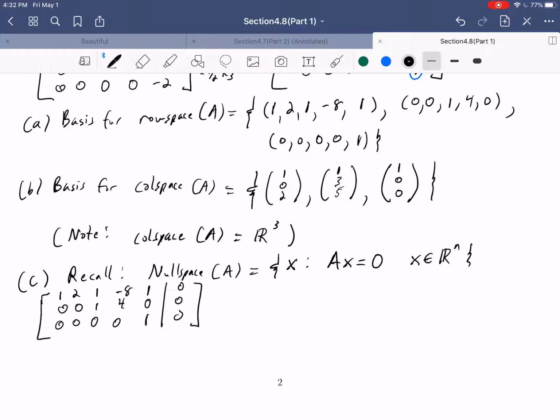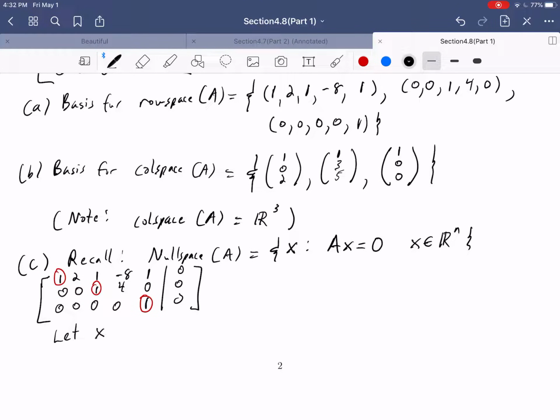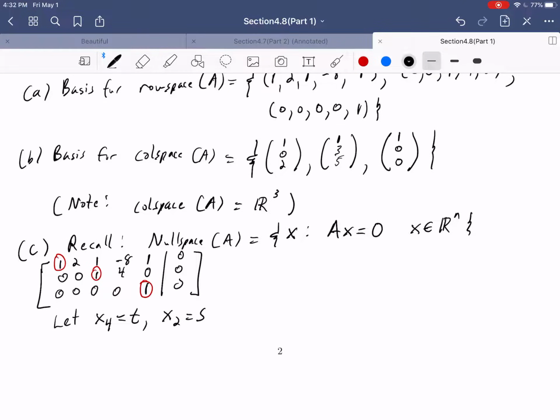Well, what does this tell us? Well, we're going to avoid parameterizing these guys. Let's do this sort of in red. Red is a good avoidance color. All right, so we're going to avoid these guys. So let's go ahead and let x4 be equal to t and x2 be equal to s.